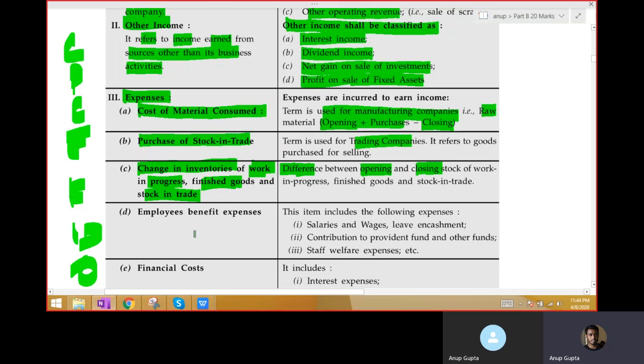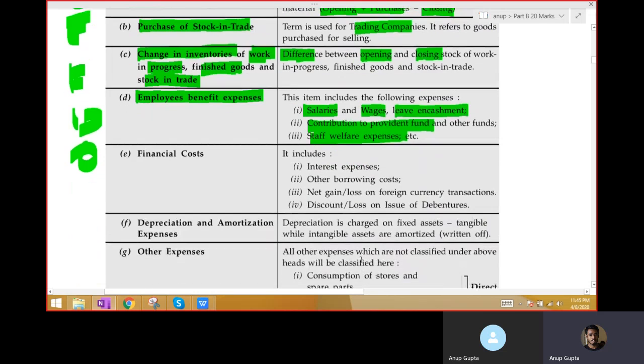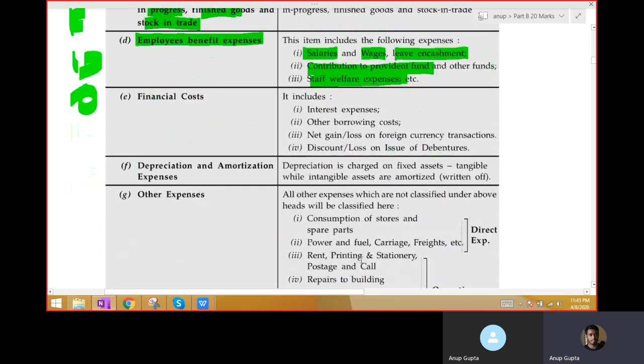That's it. Then E, employee benefit expenses. What does employee benefit expenses include? It includes salaries, wages, leave encashment, contribution towards the provident fund, and staff welfare expenses. Any expenses incurred towards the employees will be recorded under employee benefit expenses.